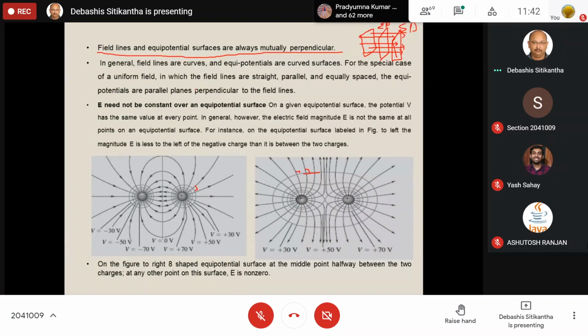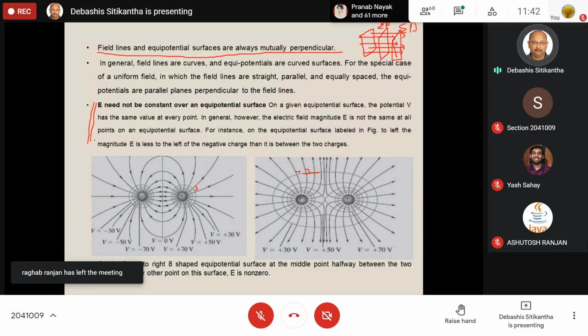Now, over here, let me explain this point. This point says that the electric field may not be constant over the equipotential surface, but obviously the potential is going to remain the same throughout the entire surface. Now, let us see what it means. That means your electric field may not be constant on the equipotential surface.